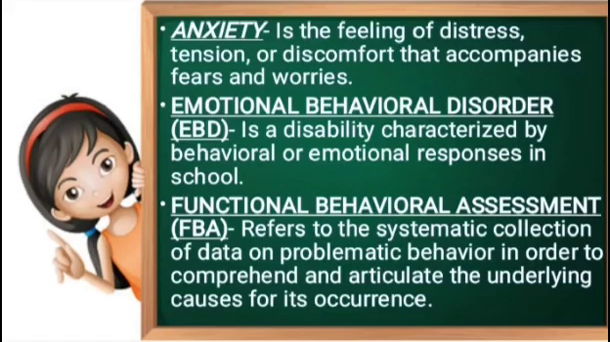Next, we have anxiety. Anxiety is a feeling of unease such as worry or fear. It can cause emotional and physical symptoms like restlessness, rapid heartbeat, or difficulty concentrating. Next, we have emotional behavioral disorder, or EBD. EBD is a condition where a student shows emotional or behavioral responses in school that are different from what's normally expected. These behaviors can affect their learning or social interactions. EBD can include things like frequent outbursts, trouble following rules, or difficulty forming relationships.